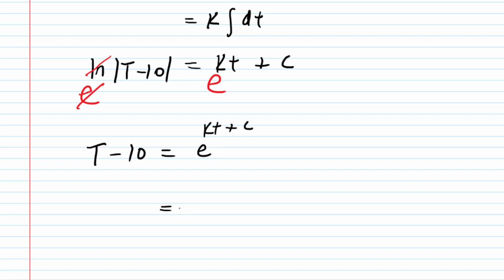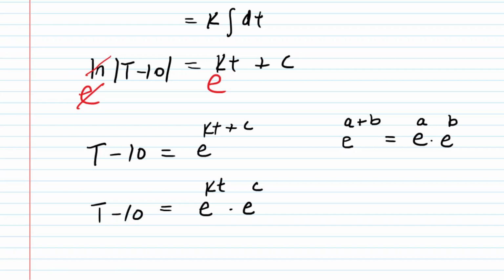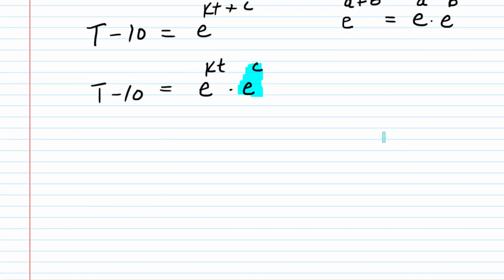We want to rewrite the right-hand side. To do that, remember that one of the laws of exponents allows us to take an exponential that is raised to the power of a sum and rewrite that as e to the power of a times e to the power of b. And so to rewrite the right side, following that rule, we would have e to the power of kt times e to the power of c. Very good. Now, it turns out it will be helpful if we could figure out what this is equal to, e to the power of c. And to do that, let us recall that the initial temperature of the thermometer was 70.